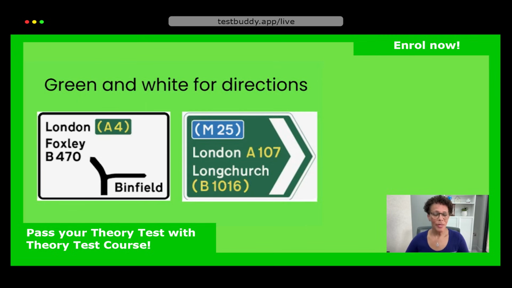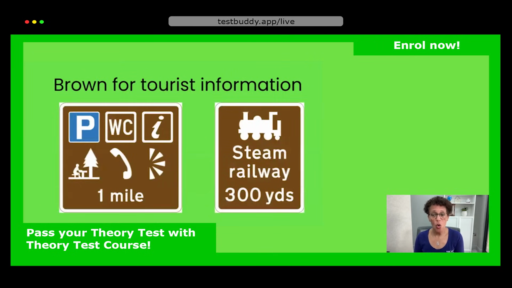Do you know what brown signs are for? Brown rectangle shaped signs give us information, and they are for tourists. Yes, they give us tourist information. So that's a place that you might want to go and visit for an hour or two, for a day. Tourist information is in brown sign.